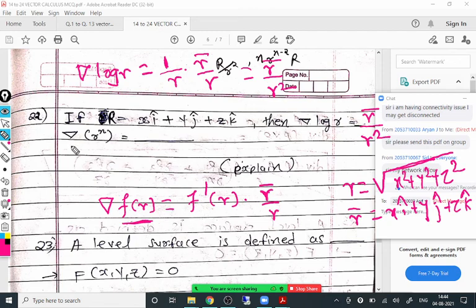And what is del of r raised to n? It is n r raised to n minus 1, that is f dash r, into r bar upon r. Now if you combine these r's, this is n r raised to n minus 2 into r bar. So that will be the answer. This will be the answer and this will be the answer. Any doubt?